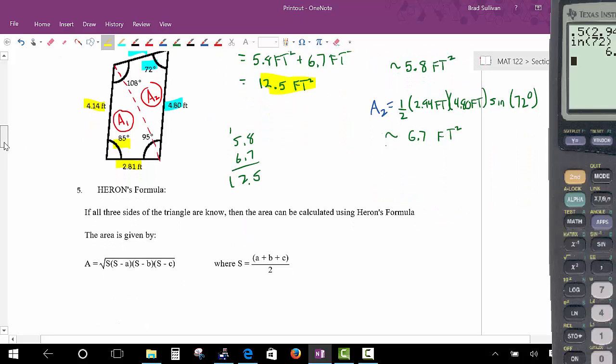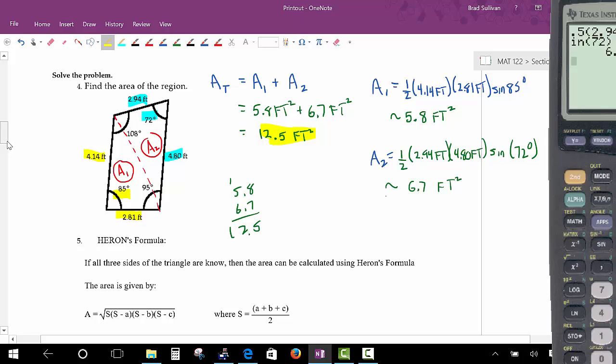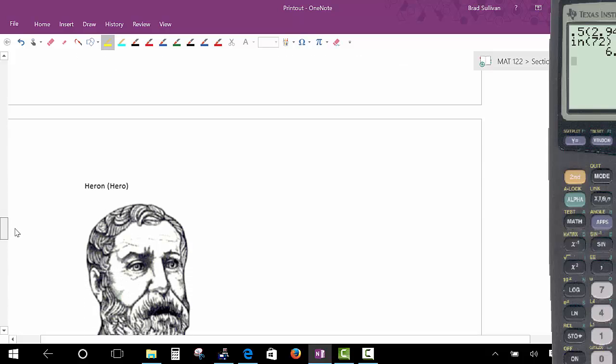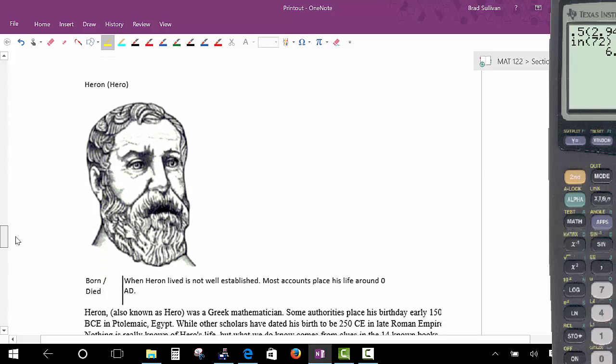All right, now the next thing I'm going to go to is if you're given all three sides, we have a different formula that we can use that is called Heron's Formula, and it is credited to Heron of Alexandria. So I think I had put in your note handout a little thing about Heron. This is a picture of Heron. He lived right around 0 AD.